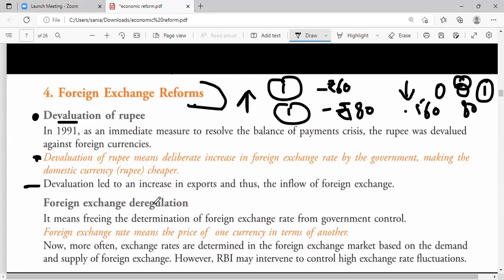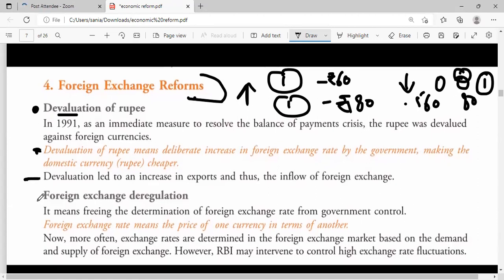This is what. The second thing they did was foreign exchange deregulation. So first of all, what is foreign exchange rate? Foreign exchange rate means the price of one currency in terms of another. If I ask what is the foreign exchange rate between dollar and rupees, you will say, ma'am, $1 is 80 rupees. Similarly, for other countries, it can be dinar, it can be anything. So foreign exchange rate means the price of one currency in terms of another.